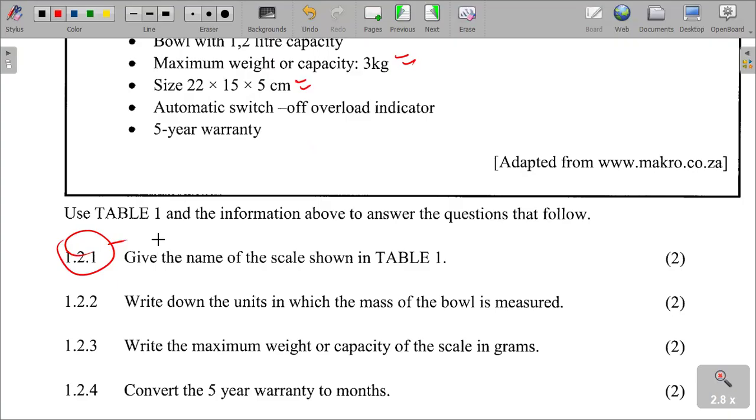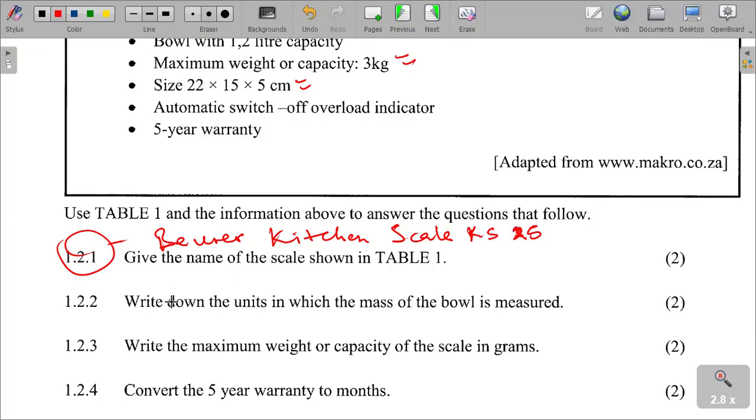It is the Peura Kitchen Scale. The name is given there, KS25. This is given, class. You don't need to think much, it is given on the table there. The name of the scale is given on the table above. So KS25 is the full name that is given there.